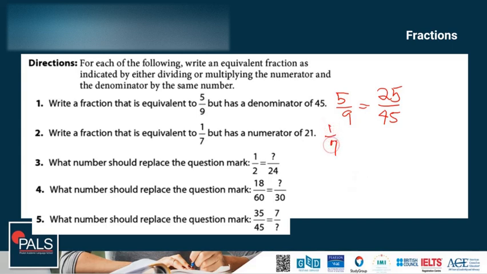1/7 is equal to, numerator is 21, so 7 times 21 is 147.